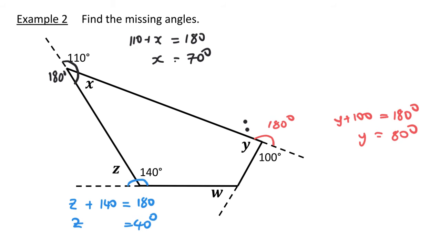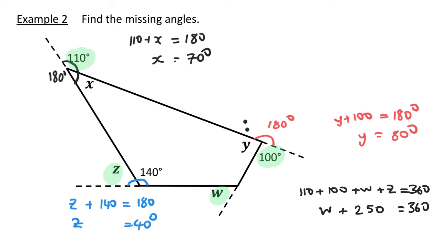Now to work out w, w is an exterior angle, as is z, as is the 110, and as is this 100. So what we've got then is that 110 plus 100 plus w plus z equals 360 because the exterior angles add up to 360. We know z is 40, so we're going to have w plus 250 equals 360 degrees. So then w is going to equal 110 degrees.